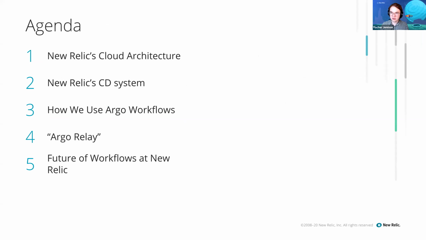So for our agenda, we're going to start by giving a really high-level overview of our cloud architecture, and a similar overview of our continuous delivery system. We're going to talk about a couple of our Argo Workflows use cases and go in depth into one. And then we have some conclusions and next steps for us related to workflows.